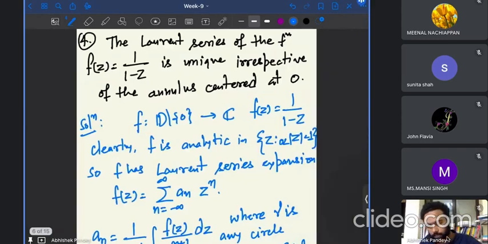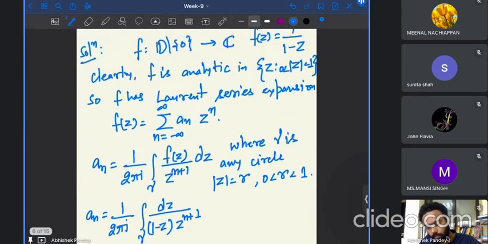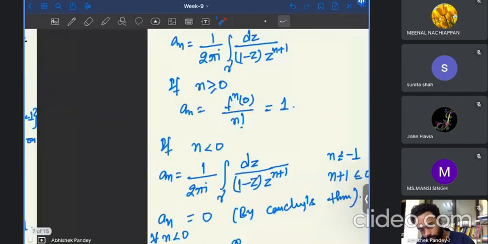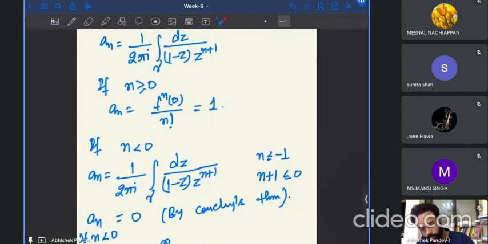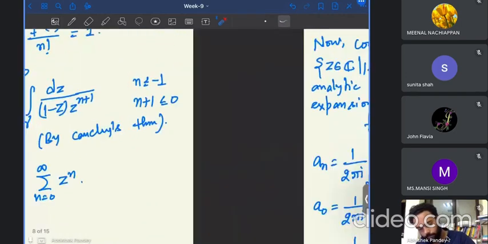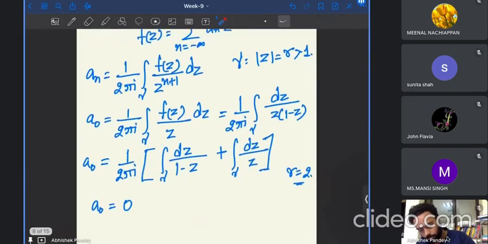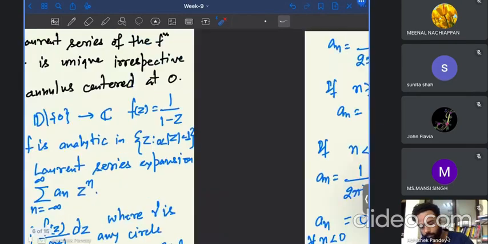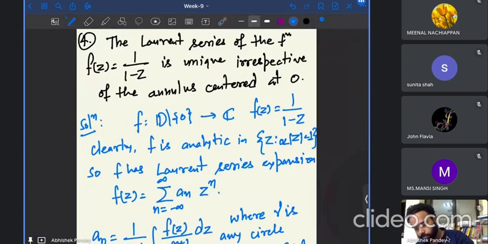Also, the Laurent expansion of this is unique irrespective of the annulus centered at 0. It means that once we have seen in this annulus, A naught is 1. Okay, in this annulus A naught is 1, but in this annulus A naught is 0. So it means Laurent expansions are different. Okay, so this is also not correct.